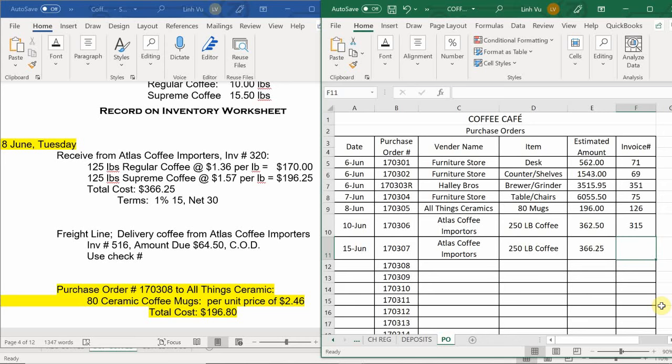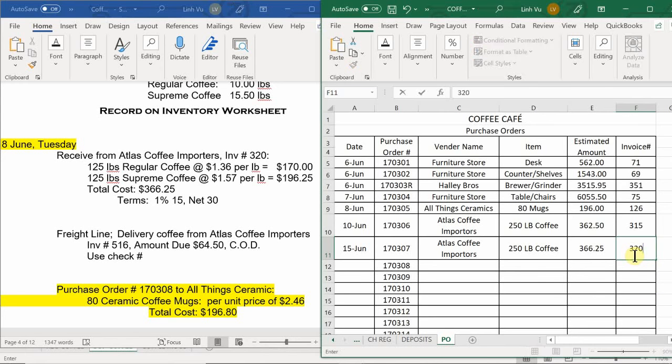I cannot see that, because the order that I see there is 366.25. Yes, but the previous one that we bought was $362.50. Oh, but we have another order. Correct. And this one's the right order for the $366.25, because the coffee that we ordered went up. So this is order 320, the purchase order right here.